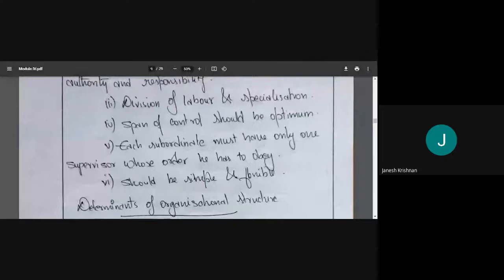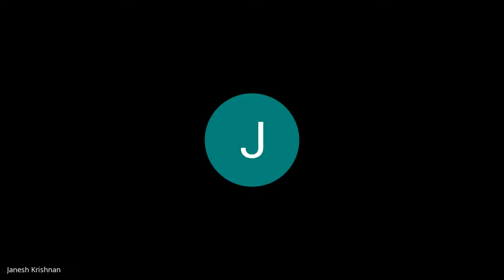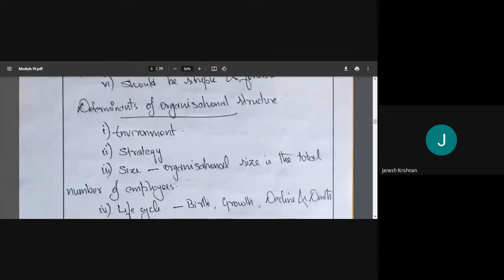Different environments, external and internal environments: where businesses have competition, others, technological development. It will depend upon the environment, the government laws, everything. Then strategy: what our policies are, what our aim is. It will also depend upon strategy. And size, meaning the number of employees. If we have more employees, we'll need a better structure.